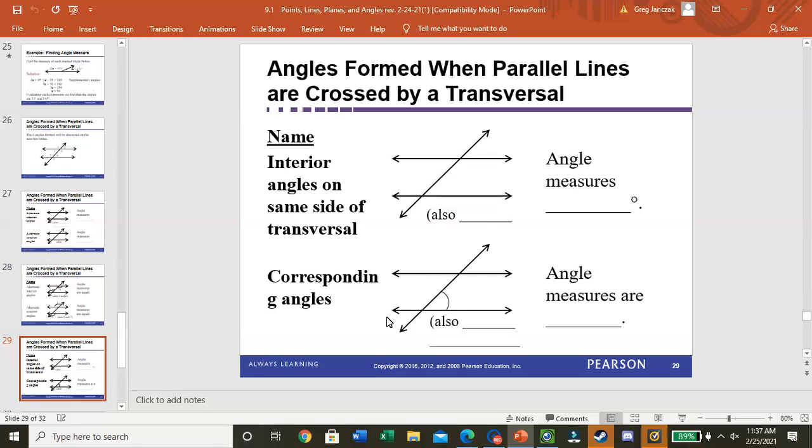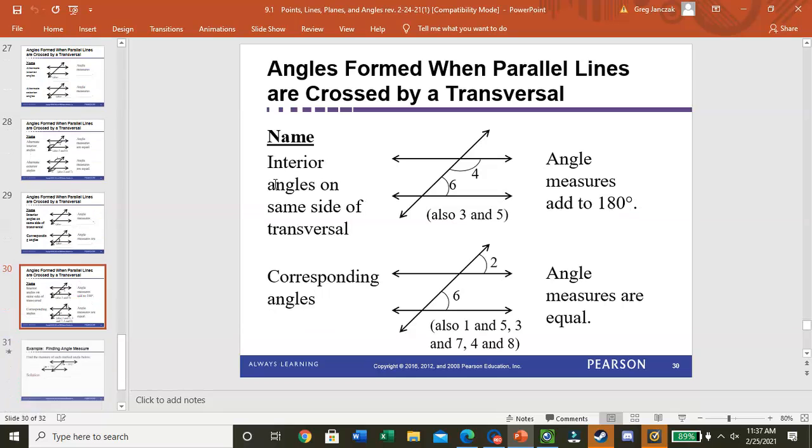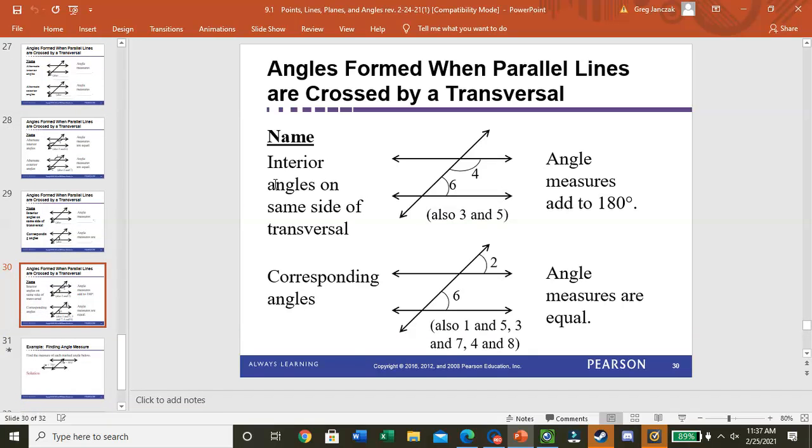So angles formed when parallel lines are crossed by a transversal: interior angles on the same side. So same side interior angles. So they're going to be inside or outside? Inside. And they're going to be on the same side of the transversal, right? So you would say angles 4 and 6 or 3 and 5 are same side interior angles.